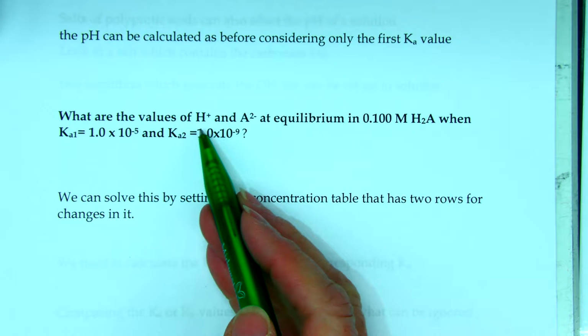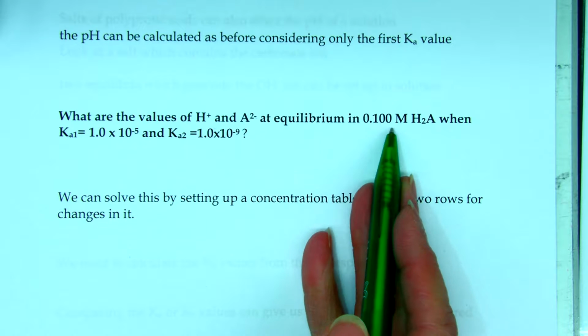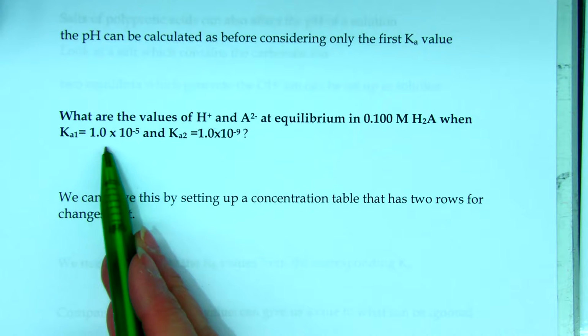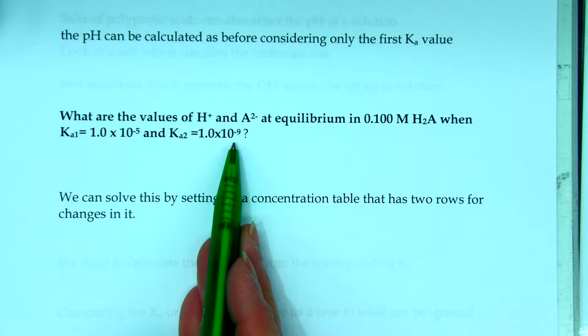What are the values of H plus and A2 minus at equilibrium in 0.1 molar generic acid H2A when Ka1 is 1 times 10 to the negative 5th and Ka2 is 1 times 10 to the negative 9th?